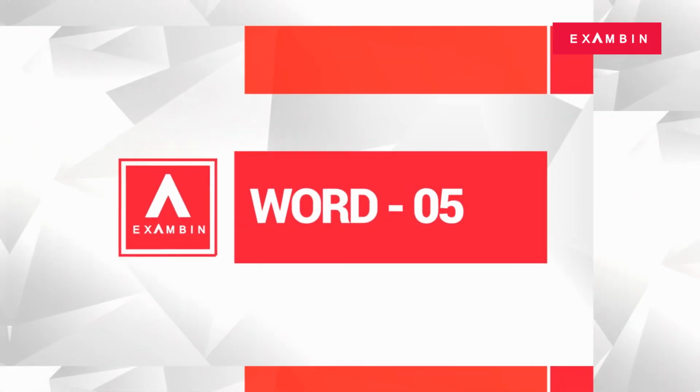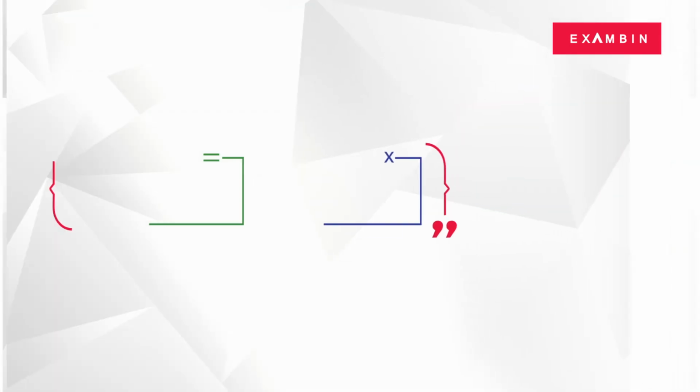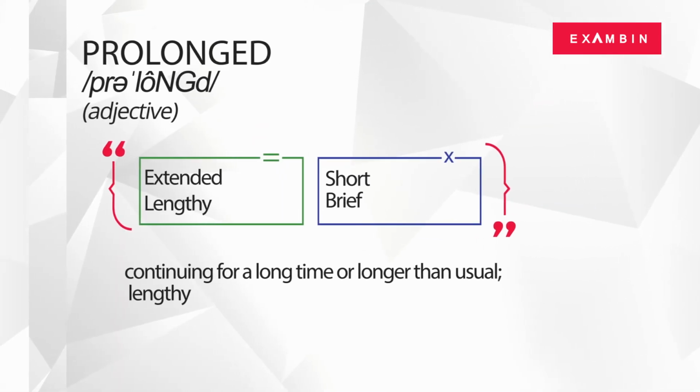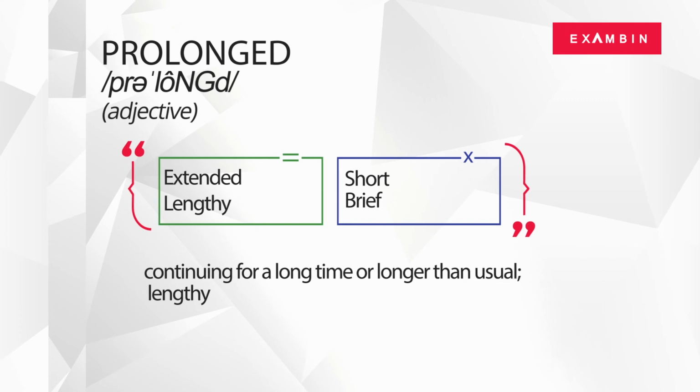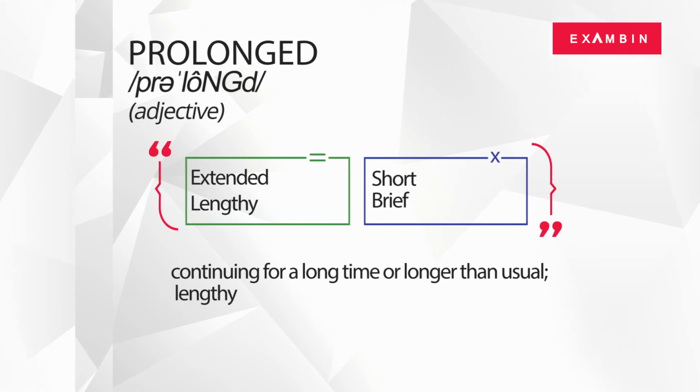The last word of today's episode is prolonged. The word prolonged is an adjective. The direct synonyms of prolonged are extended, lengthy. In general context, the word prolonged means continuing for a long time or longer than usual. Lengthy, short, brief are some of the terms referring to the opposite meaning to the word prolonged. We will see a few examples to understand the word prolonged better.